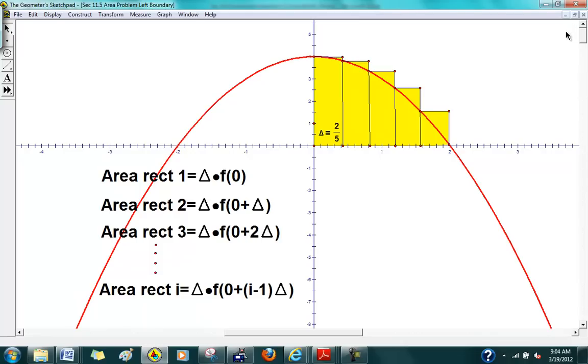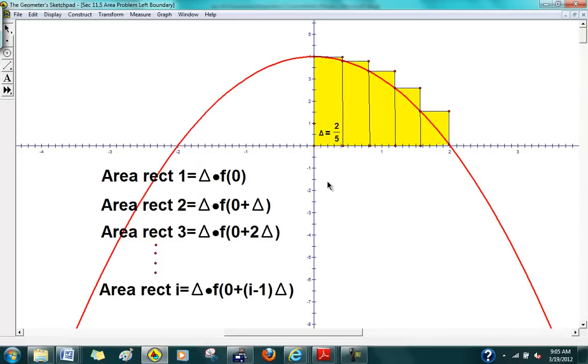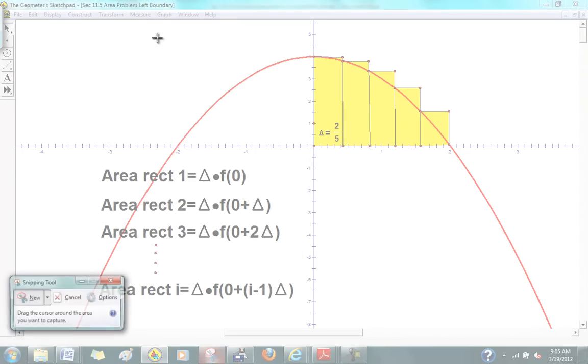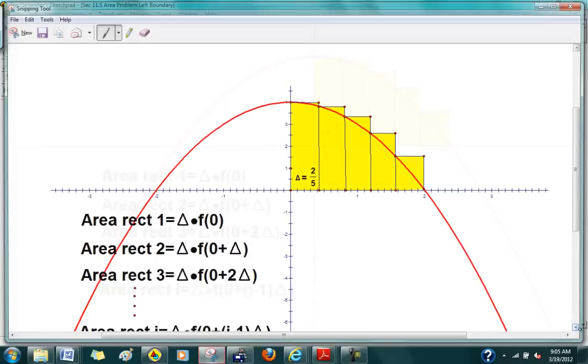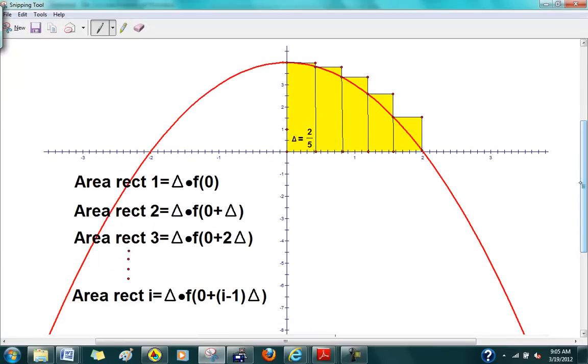Been there, done that, right? We've seen this before many times. So what we did was, we actually found the area underneath the curve by using rectangles. And we did rectangles because it's fairly easy to calculate the area of a rectangle. It's just the base times height, or the width times the height.